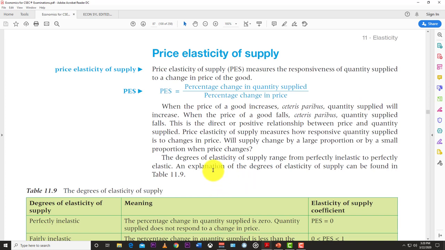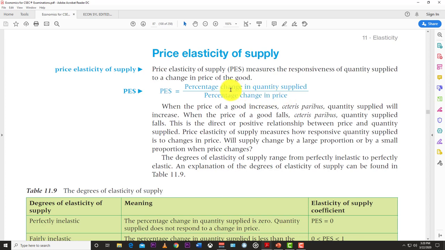Now, the price elasticity of supply. Again, once you know the demand, you know the supply, because the formula is relatively the same, and the graphs only come from the opposite end, but they would look relatively the same. All right, so let's look at what we're talking about exactly right here. Price elasticity of supply measures the responsiveness of quantity supplied to a change in the price of the good. So the price goes up, how much would I increase my supply by? The price goes down, how much would I decrease my supply by?